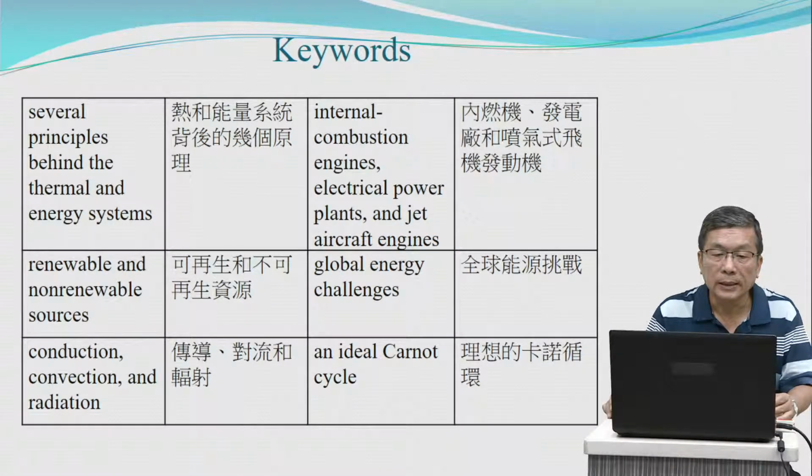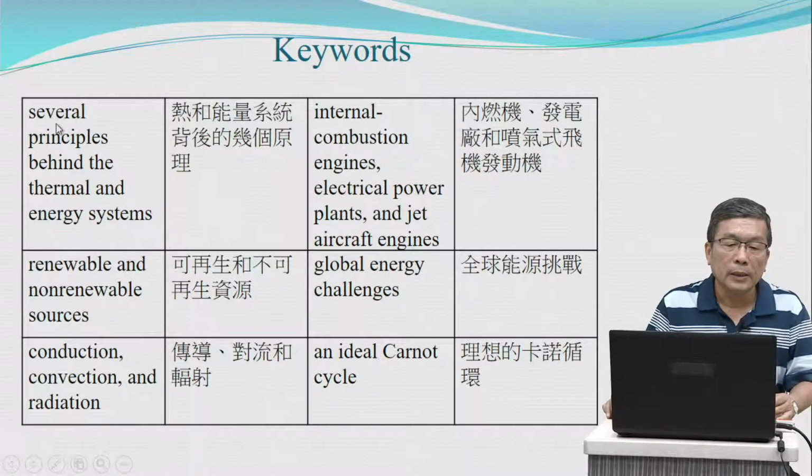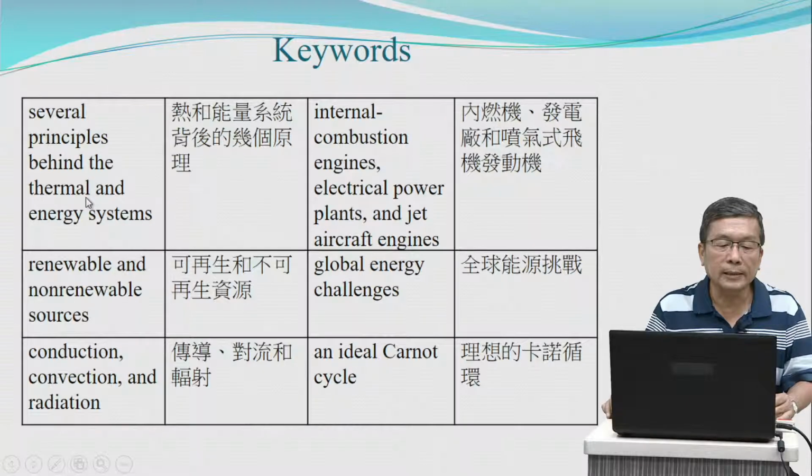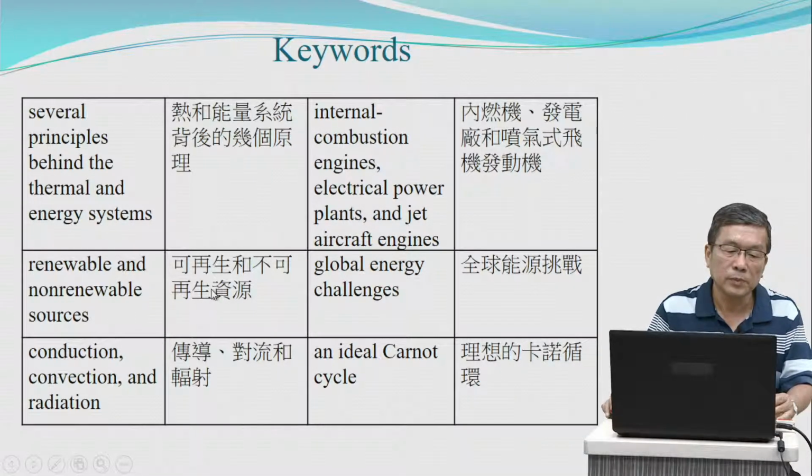Summary. The keywords: several principles behind the thermal and energy systems. Internal combustion engine, electric power plants, and jet aircraft engines. Renewable and non-renewable source. Global energy challenge. Conduction, convection, and radiation. An ideal Carnot cycle.